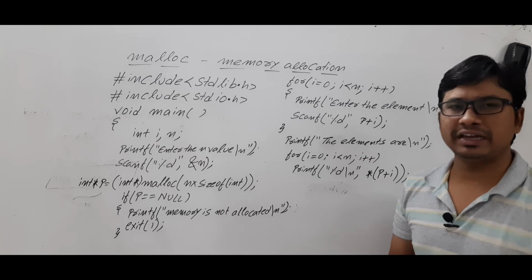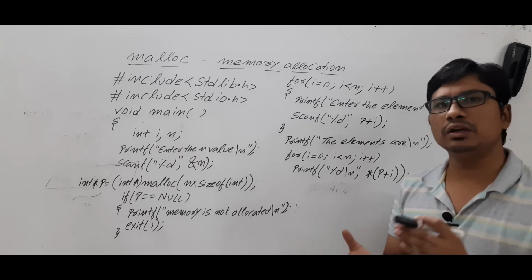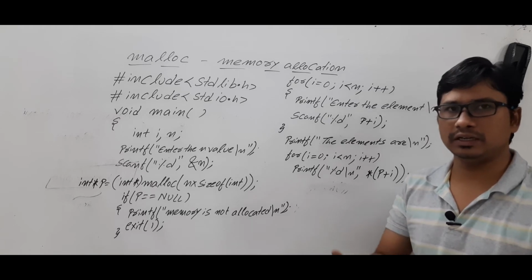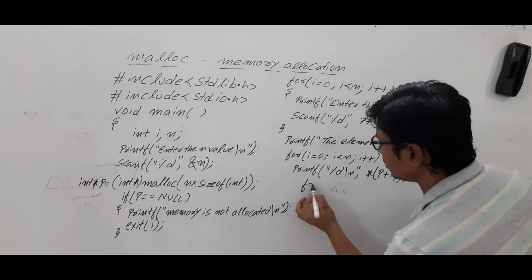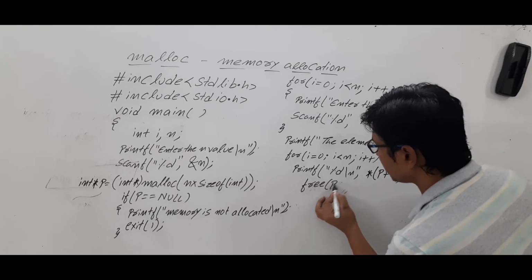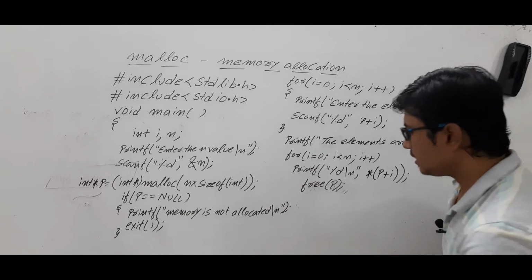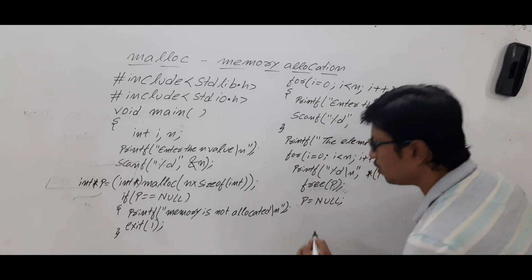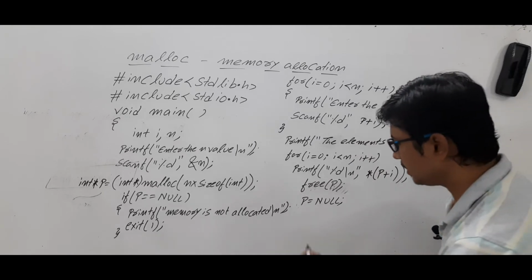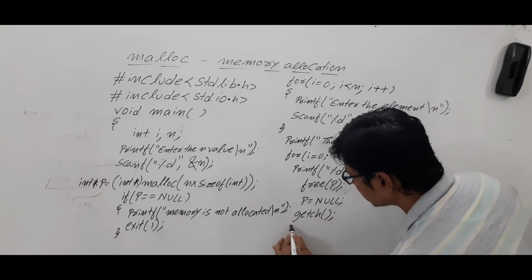Similarly, take files. Whatever file you have opened, you have to close the file. Similarly, whatever memory is allocated dynamically, you have to release it. So you have to use a function called free, and write the name of the pointer which is pointing to this memory. And then you have to write p is equal to null to avoid the dangling pointer problem. Then you write the getch and close it.